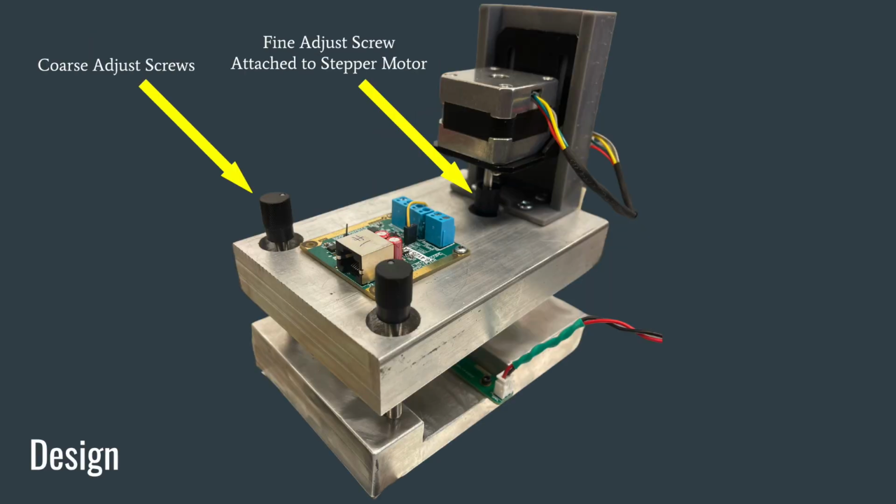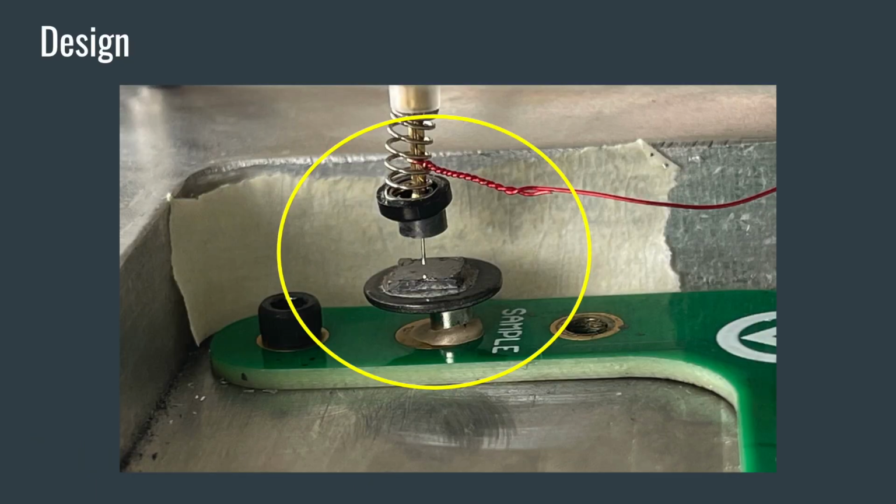The 2 micrometer screws on one side are used for the coarse adjustment to the sample, while the micrometer screw attached to the stepper motor is used for the fine adjustment. The fine adjustment allows for the tip to approach the sample in order to achieve the desired tunneling current.